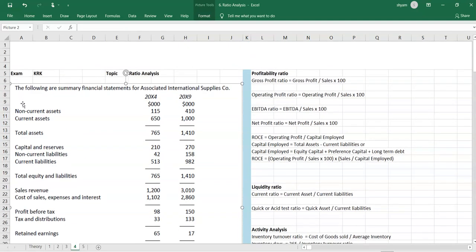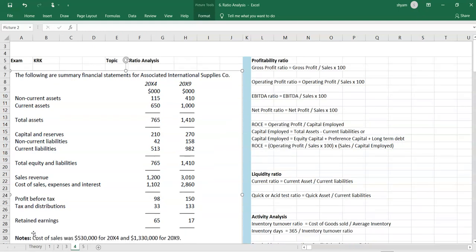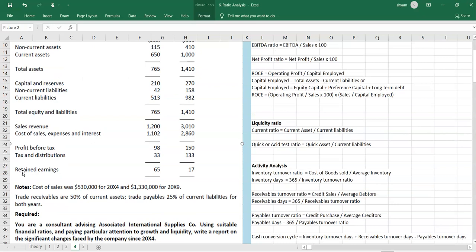Then we'll find out what ratios have to be done. The following are summarised financial statements for Associated International Supplies Co., 2004 and 2009 data. They have given us non-current asset, current asset, capital and reserve, non-current liability, current liability. Then sales revenue, cost of sales, expenses and interest. So all things have been put together. This is profit before tax. Tax is given, and they have also given retained earnings.